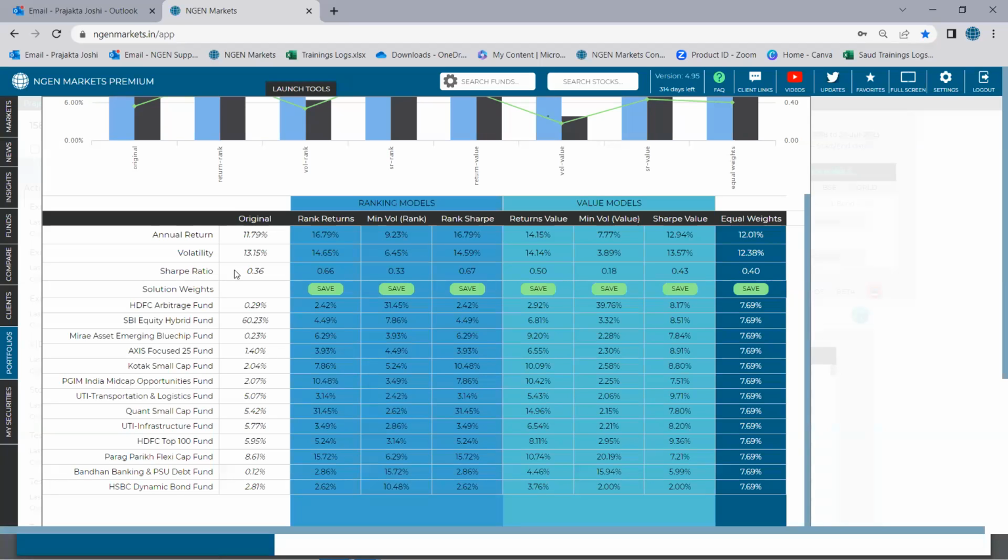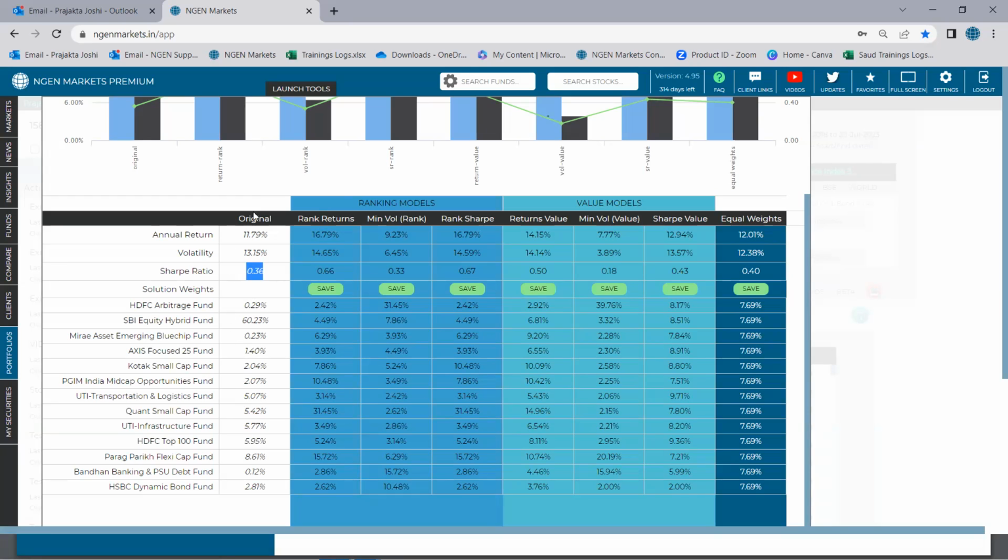What was the risk that this portfolio took to generate per unit of return? The higher the Sharpe ratio, the better it is. That is the general norm typically for all portfolios which are equity asset class portfolios. In this case, we can see that the existing Sharpe ratio is 0.36. Now, to achieve all of these were the weightages of the portfolio components.